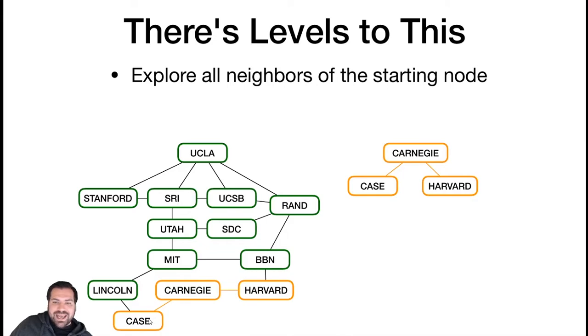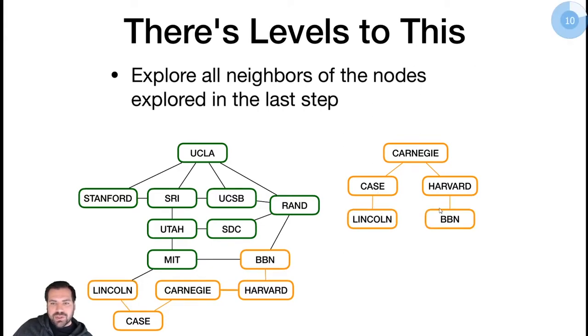Now, when we have Harvard and Case, each time we explore from one of these nodes, we're going to add those edges and nodes to the tree. So Harvard is going to explore BBN, Case is going to explore Lincoln, and we're going to add those nodes to our tree as well, in addition to marking them as explored. Now, Lincoln and BBN, depending on how our queue is set up and how we added these nodes, and just arbitrary choices that our code makes, is going to determine which one of these we visit first. Whichever one we visit first is going to be the one that ends up visiting MIT.